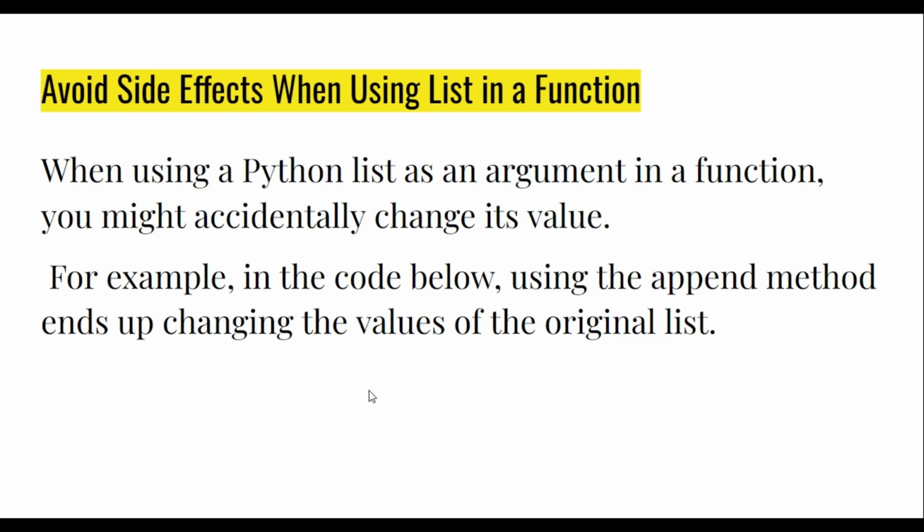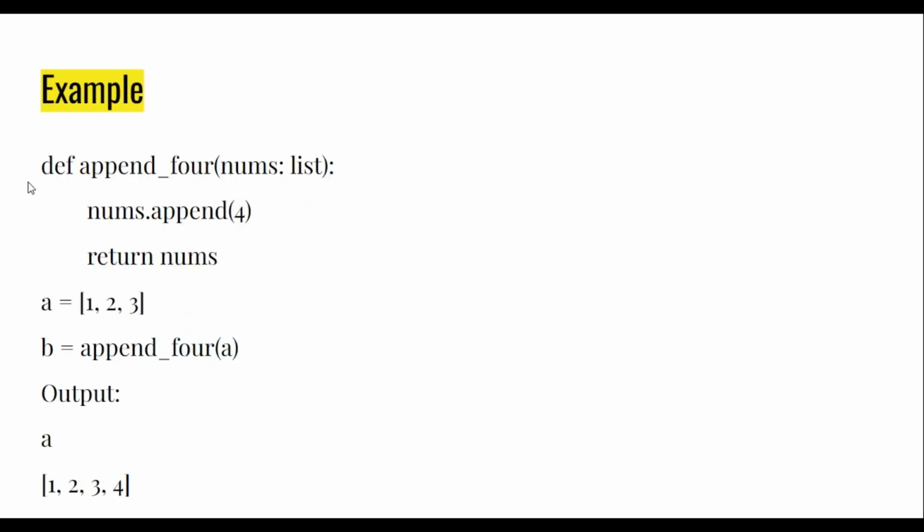So I have taken one code here. Here I have defined one function, def append 4, and this function is taking one argument, that is a list, right? And what I am doing in this function, I am appending the value 4 at the end of the list. The append function is used to add an element at the end of a list, and then return nums, right? So here I am changing the original list only.